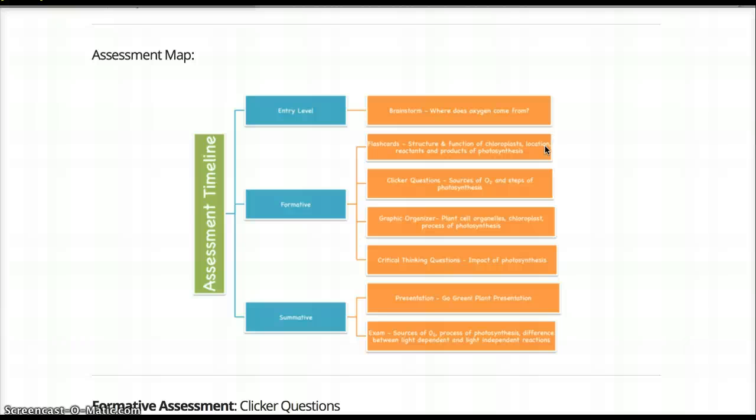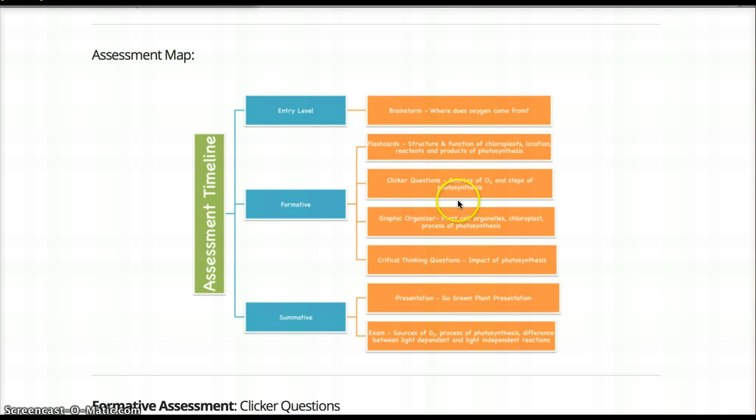In my formative assessments, I've also included clicker questions. Now, some of you may be asking, what is a clicker question? Basically, those are multiple choice and true or false questions that I've created, and students are going to answer on personal response systems. So they're going to be able to key in their answer as I'm going through it on the PowerPoint.